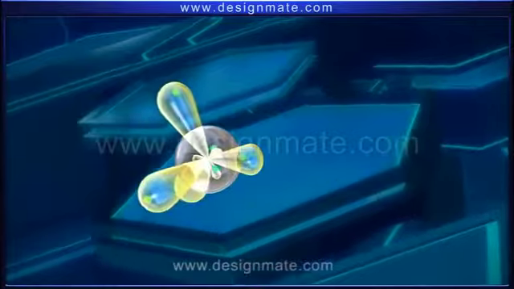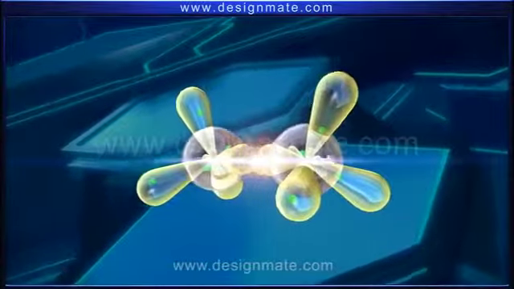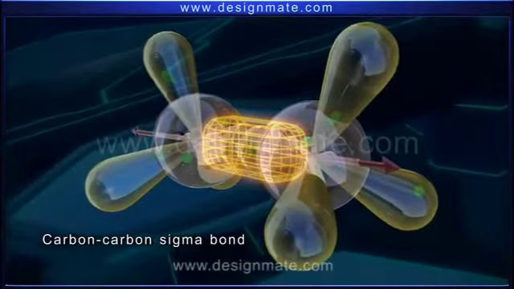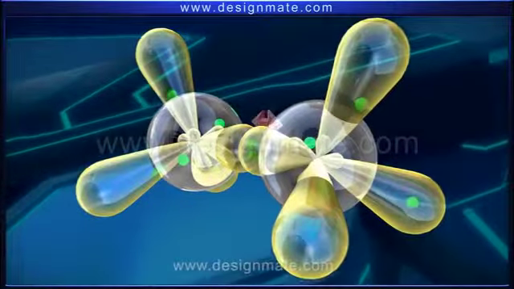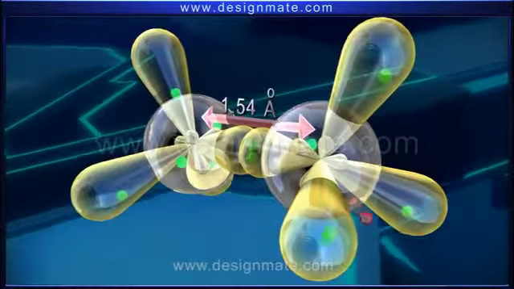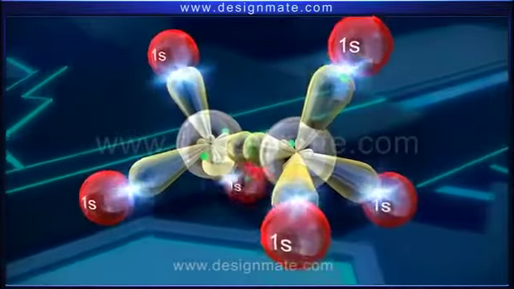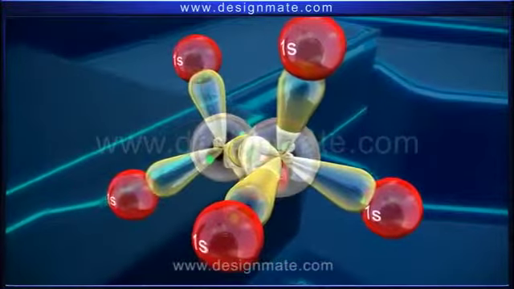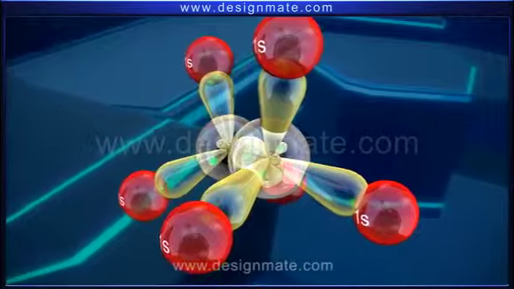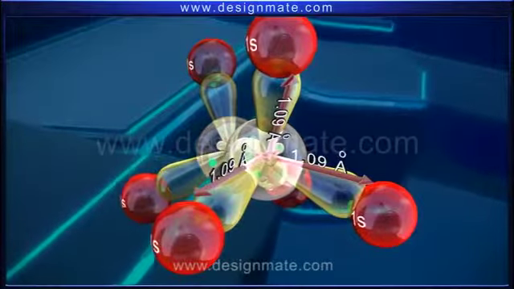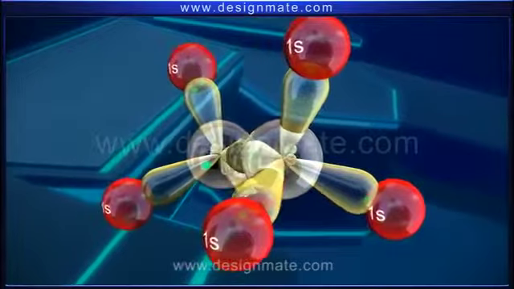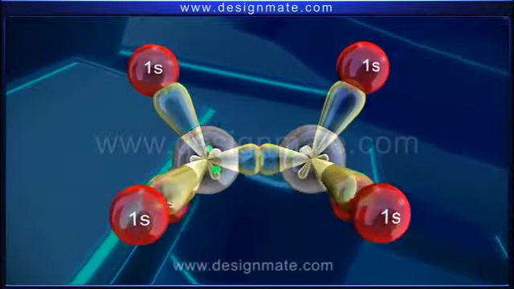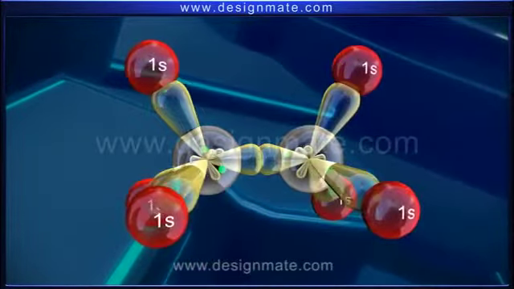When 2 such sp3 hybridized carbon atoms approach each other along the internuclear axis and overlap, a carbon-carbon sigma bond is formed. This bond has a bond length of 1.54 angstrom. 6 hydrogen atoms now approach and overlap the remaining 6 sp3 hybrid orbitals of both the carbon atoms, forming sigma bonds with a bond length of 1.09 angstrom. In other words, whenever a carbon atom in an organic compound forms 4 sigma bonds which are directed along the corners of a regular tetrahedron, it is sp3 hybridized.